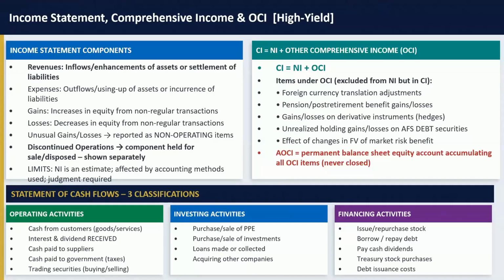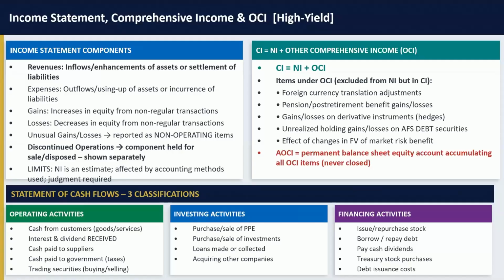Then the other comprehensive income changes will be impacting our accumulated other comprehensive income account, which is a permanent balance sheet account. And it's a never closing account because it's a permanent account in our balance sheet. Balance sheet accounts never close.